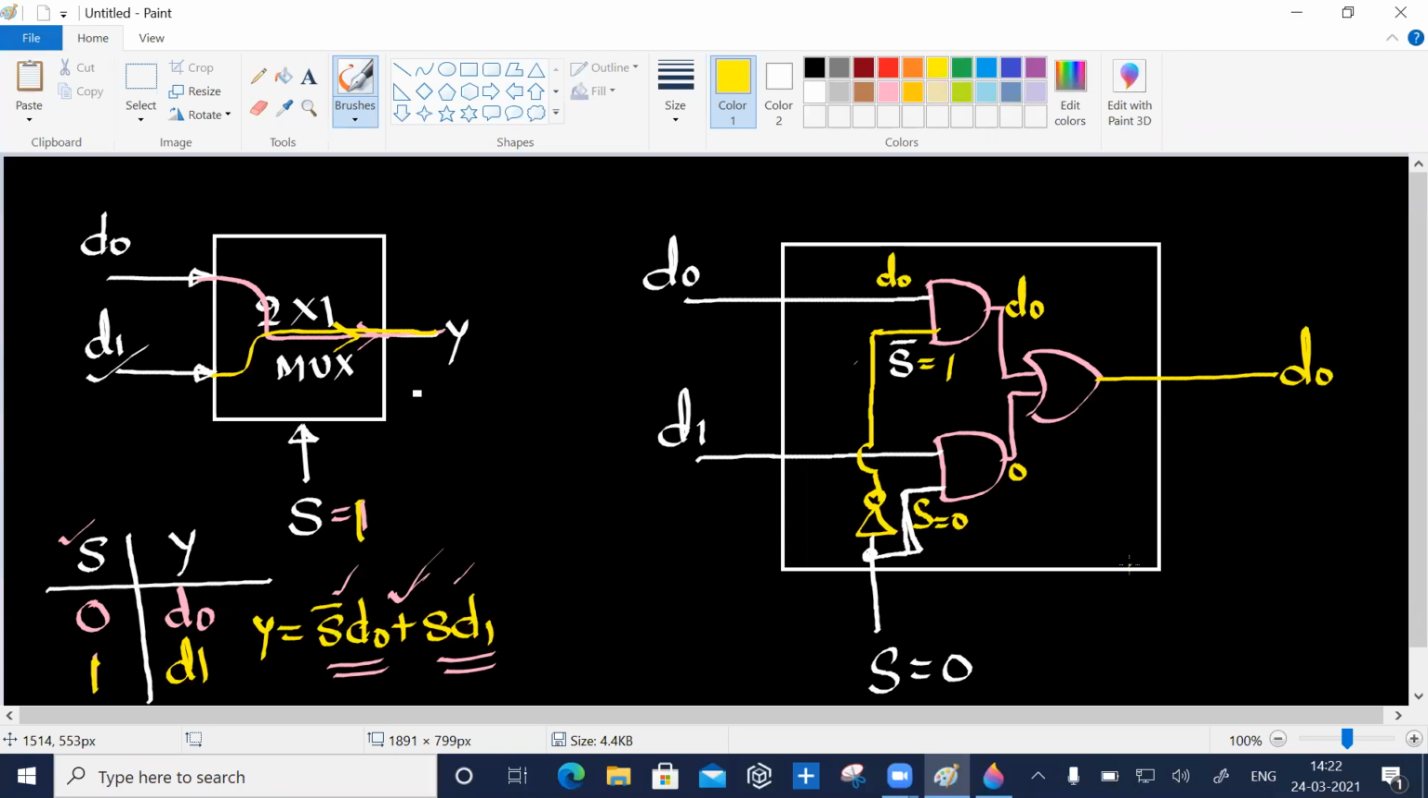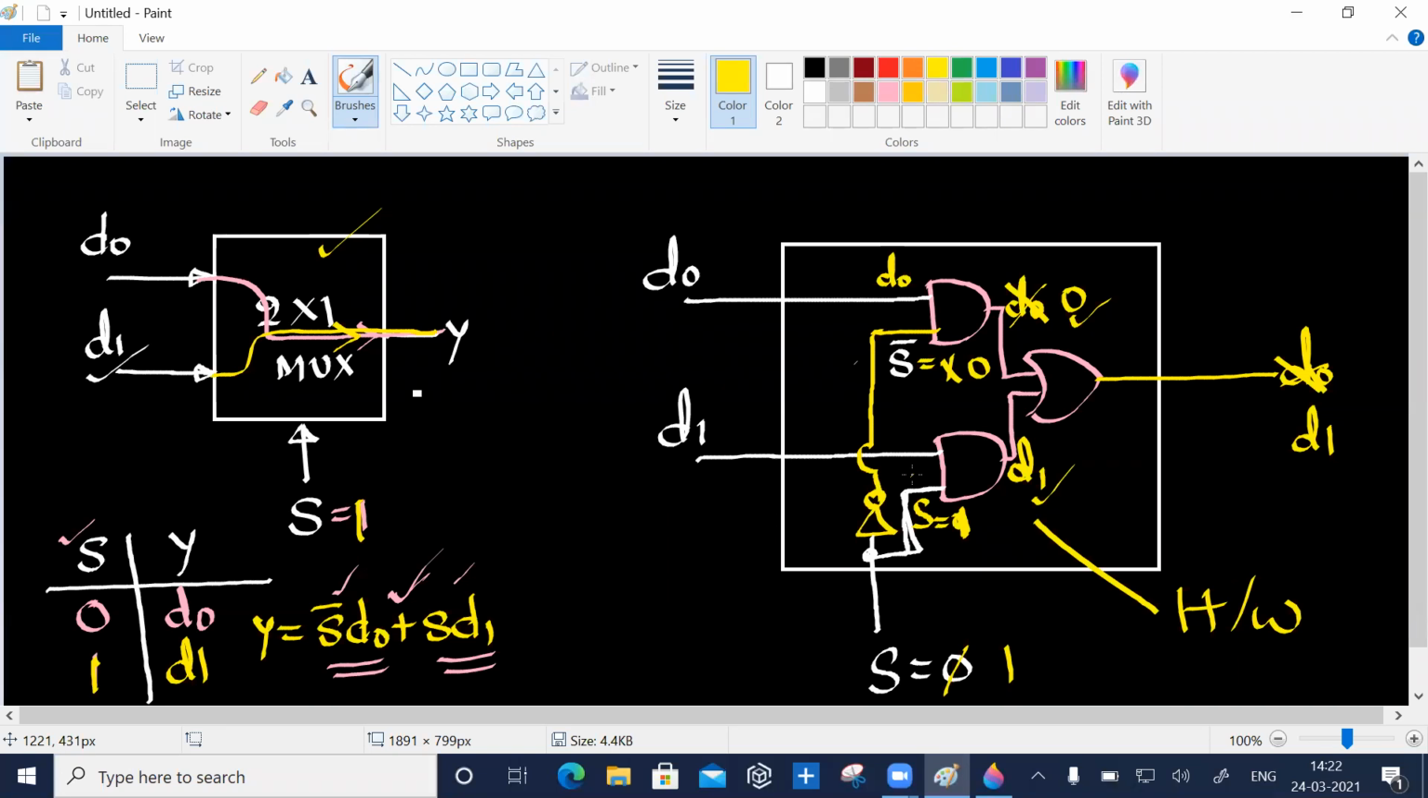The second time you take S equal to 1. If S equal to 1, this becomes 0, so one of the inputs of the AND gate is 0, therefore the output is 0. S is equal to 1, so you have D1. So for S equal to 1, you have 0 OR D1, which becomes D1. So this is the hardware you have inside. Outside you see a black box like this, and the inside hardware is this simple 2 by 1 mux.